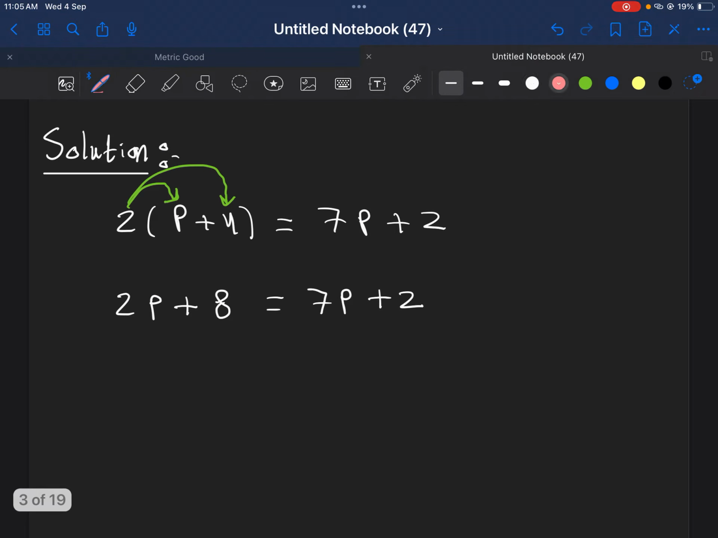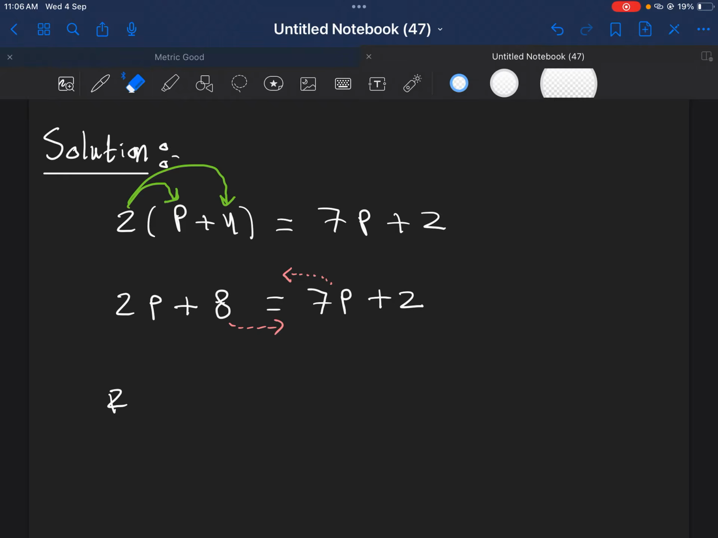And now we do the same step that we just did. We take 7b to the other side. We take the 8 to the other side. What are we going to get? We are going to get 2b.